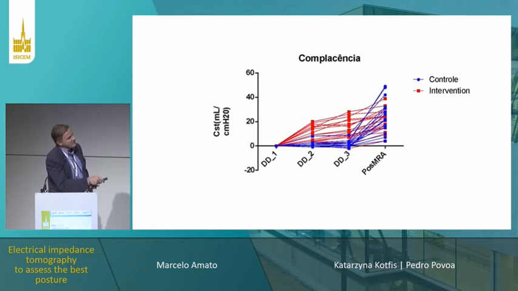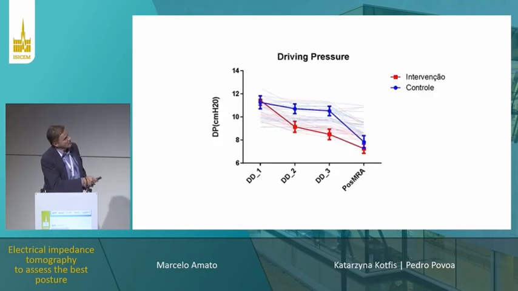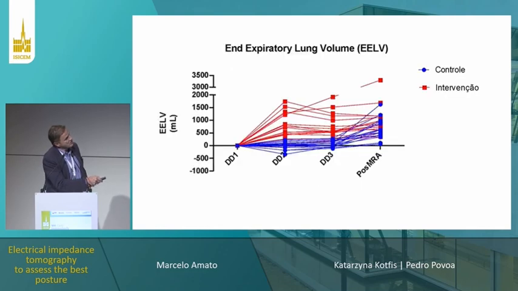For some patients, you had already the total effect of a full recruiting maneuver by just making 2 turns and 15 minutes each. So it's a very interesting maneuver in terms of compliance, in terms of driving pressure, and also in terms of end expiratory lung volume. Here, you see 1 liter of end expiratory lung volume without changing any part of any button in the ventilator.